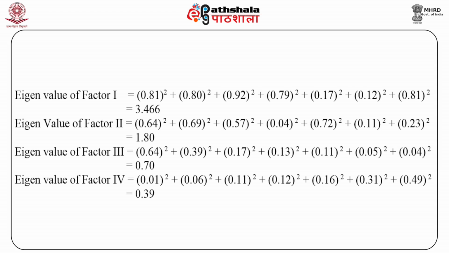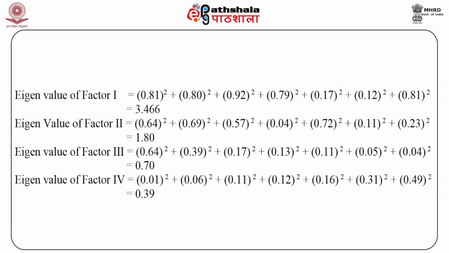The eigenvalue for factor 2 can be calculated by squaring 0.64, 0.69, 0.57, 0.04, 0.72, 0.11 and 0.23 and summing them, and therefore the eigenvalue of factor 2 is 1.80. The eigenvalue of factor 3 is equal to 0.64 squared plus 0.39 squared plus 0.17 squared plus 0.13 squared plus 0.11 squared plus 0.05 squared plus 0.04 squared, which is equal to 0.70.